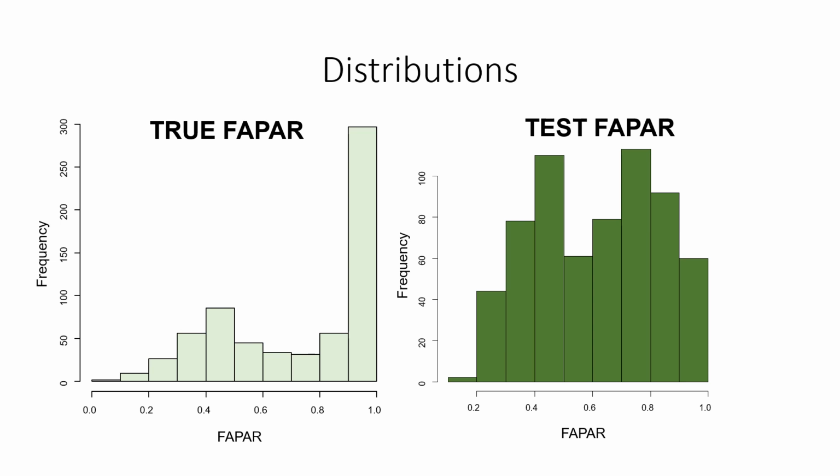Here are the initial distributions of the FA-PAR data for the true and test data. As we can see here, the data is not normal. The true data is heavily skewed to the right, whereas the test FA-PAR data is bimodal. It must also be noted that the true FA-PAR shows some bimodal tendencies, but not nearly as obvious as the test FA-PAR. Since this is a comparison question, we must also acknowledge that the distributions do not resemble each other.